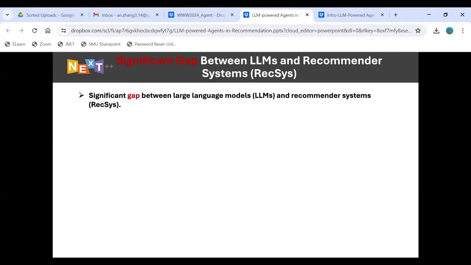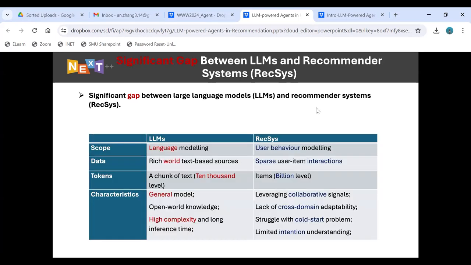A clear observation we find is that there is a significant gap between large language models and recommender systems. Large language models at their core are trying to model languages. They learn from a huge amount of text-based sources. On the other hand, recommender systems are focused on modeling user behavior, so they focus on sparse user-item interactions. Large language models work on a chunk of text, while recommender systems deal with items at a billion level. As a result, they show very different characteristics.